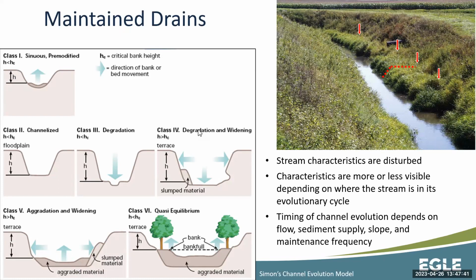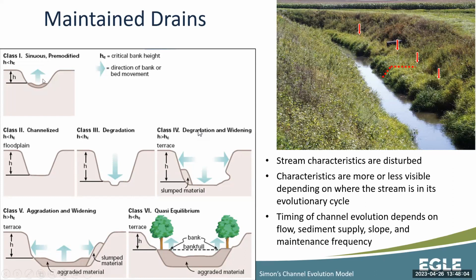Stream characteristics typically develop over a long period of time as channels experience various flow events. And these characteristics can often be disturbed by human activities, obscuring or weakening their strength and making them difficult to identify. And maintained drains are a great example of this.